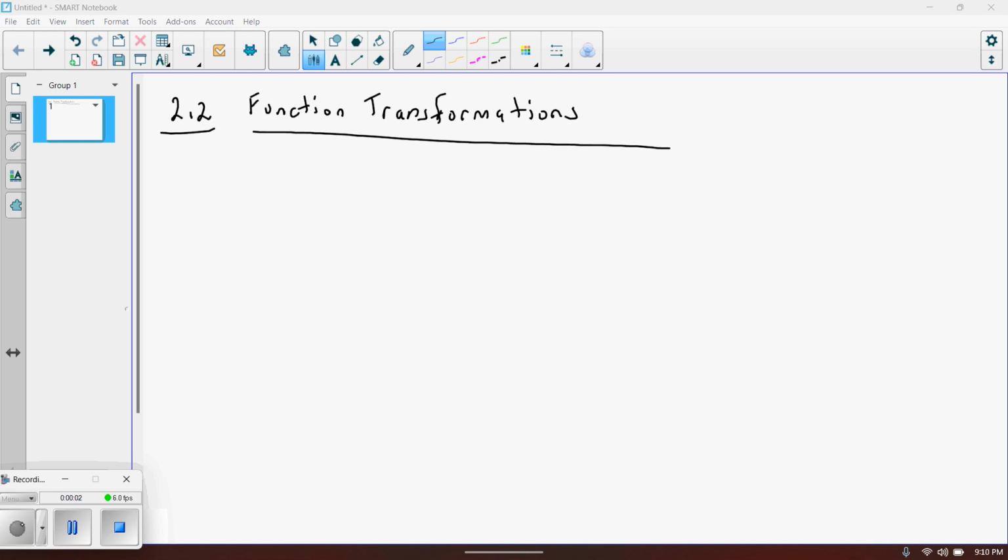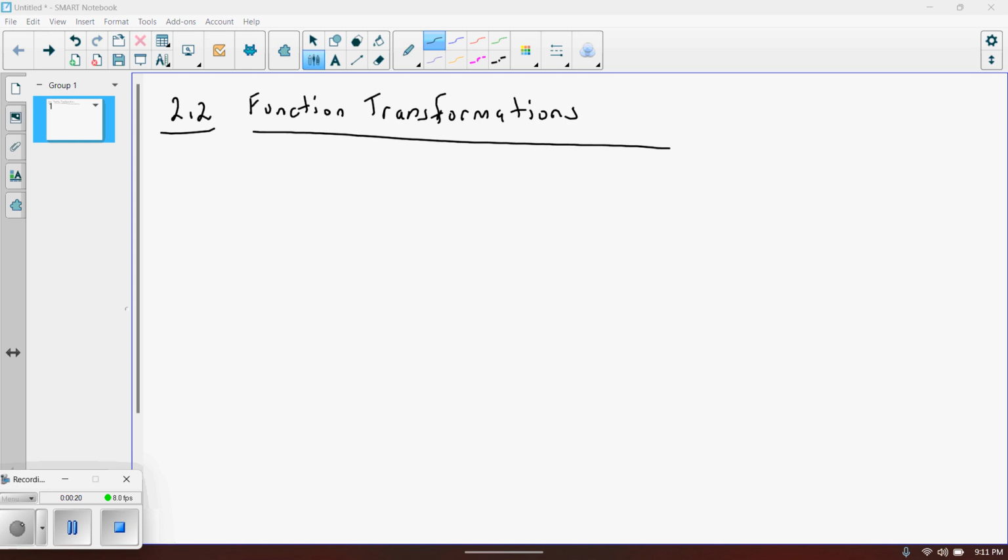All right, so this is section 2.2 in Math 146. We are going to focus on function transformations. Basically, it's shifting and rotating and reflecting and all that kind of stuff.